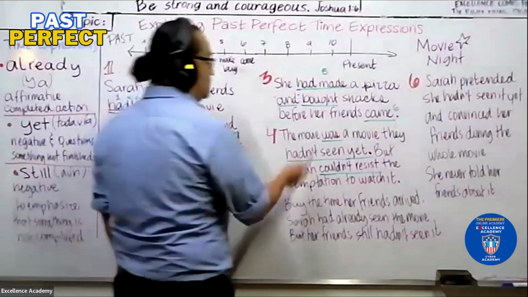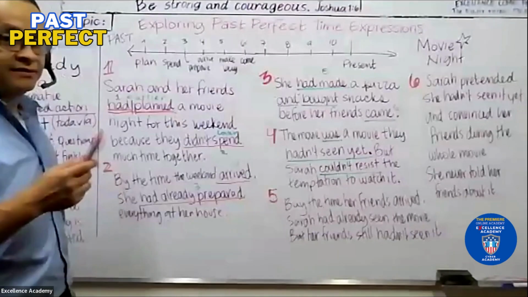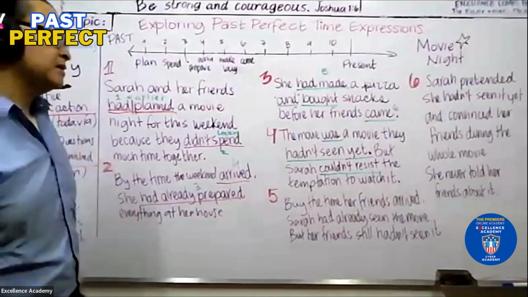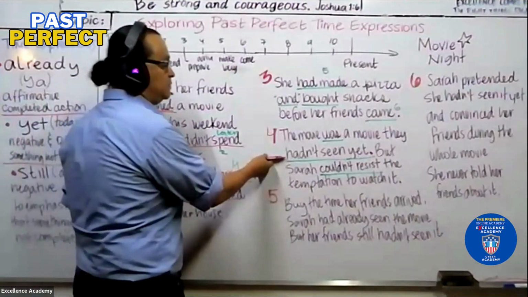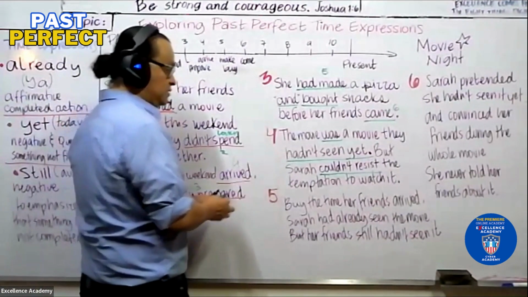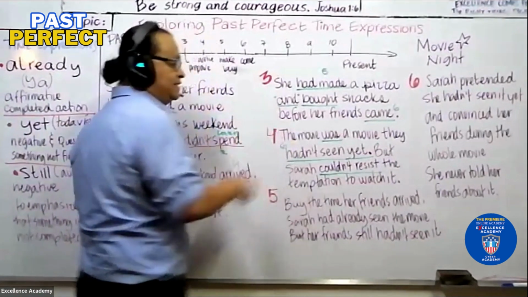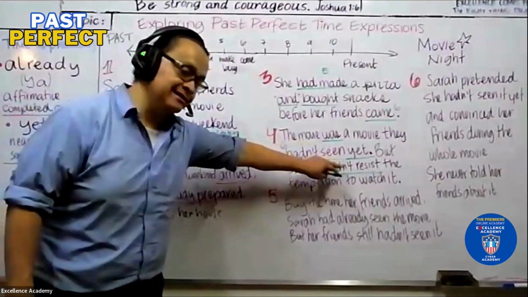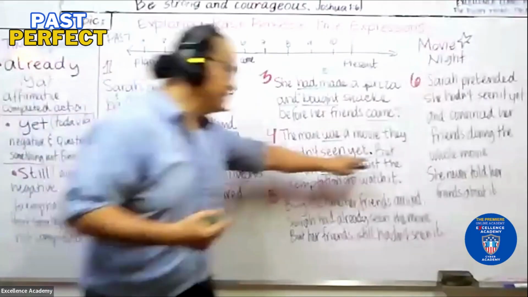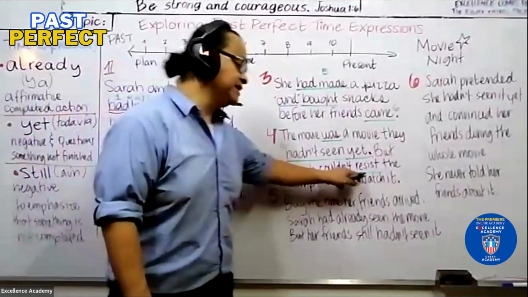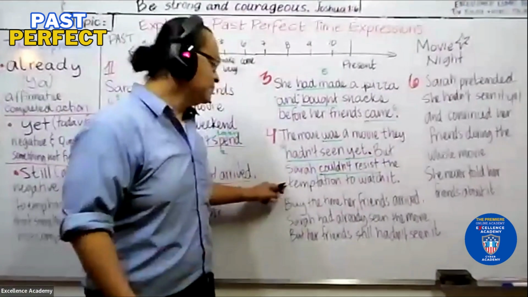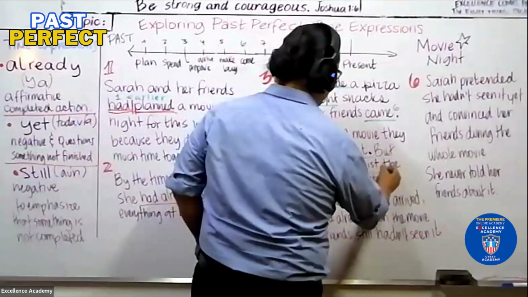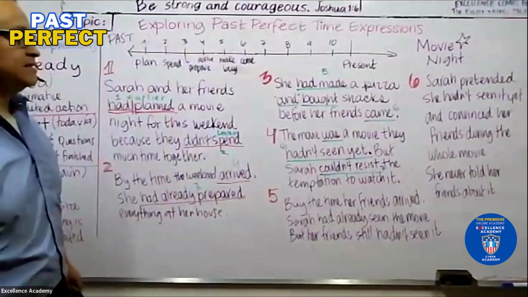Now, do you remember what we said about the past perfect? The past perfect verb is always the one that happens first. So in this one, the scene has the past perfect verb. So this came first, right? They hadn't seen it. Nobody had seen it, including Sarah. However, she couldn't resist her temptation to watch it. So eventually she watched it. She couldn't control herself. So that is number 7.